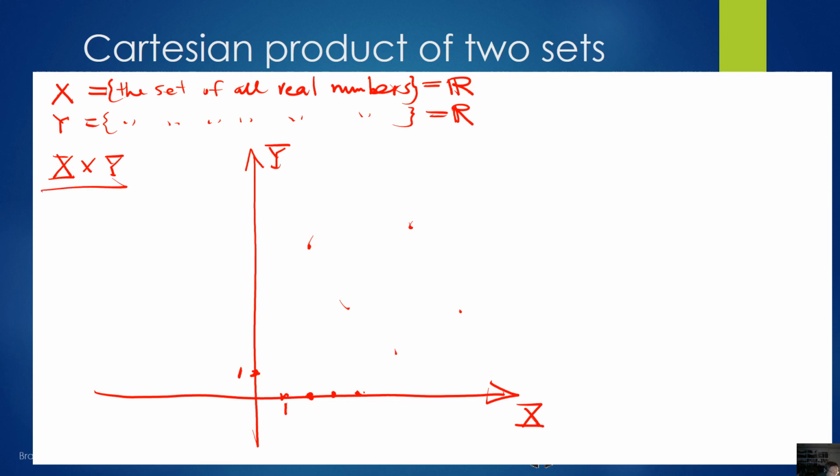Now every point in the two-dimensional space represents an element in the Cartesian product of X and Y. For example, say this is 1, 2, 3, 4, 5, 6, and then 7, so this is actually 6.5. Then I can pick another value 1, 2, 3, 4, 5, 6, 7, 8, 9. If I pick 6.5 and 9, that's an element in the Cartesian product of X and Y. So I use an ordered pair to represent a point in the Cartesian product.